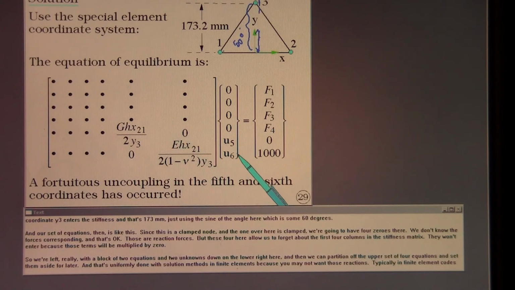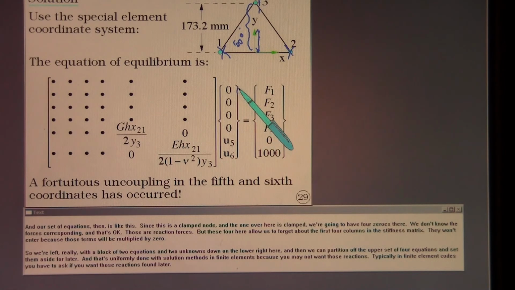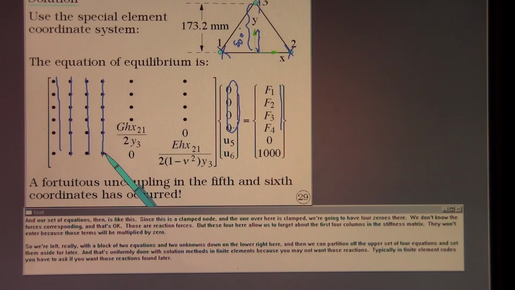And our set of equations then is like this, that since this is a clamped node and the one over here is clamped, we're going to have 4 zeros there. We don't know the forces corresponding, and that's okay. Those are reaction forces. But these 4 here allow us to forget about the first 4 columns in the stiffness matrix. They won't enter because those terms will be multiplied by 0.